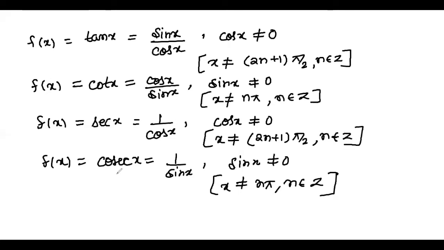And next, cosec x, we know that it is 1 by sin x. And sin x not equal to 0, so x not equal to n pi, n belongs to integers. Actually these are beneficial to find domain values of trigonometric functions. We'll discuss that.